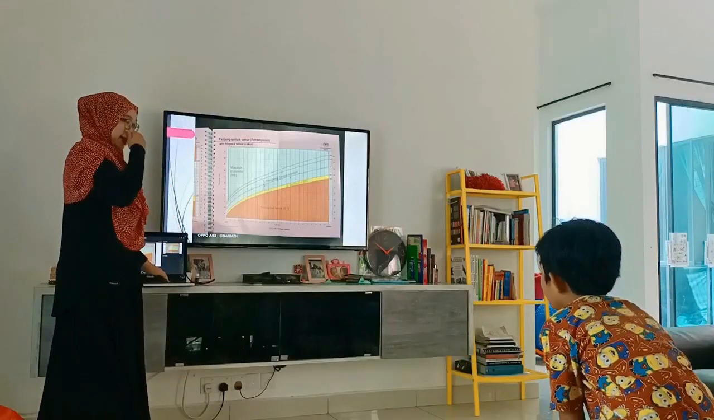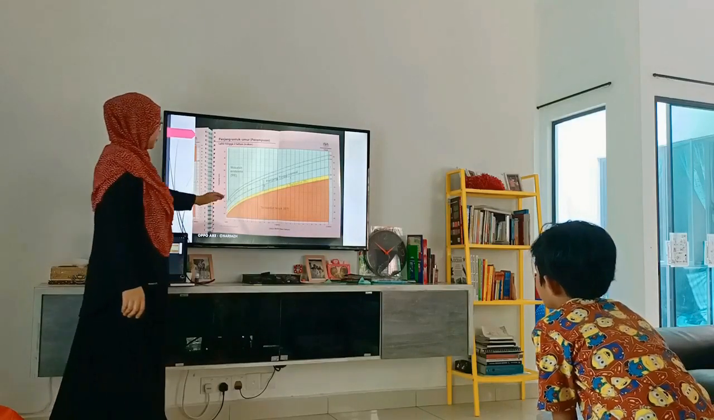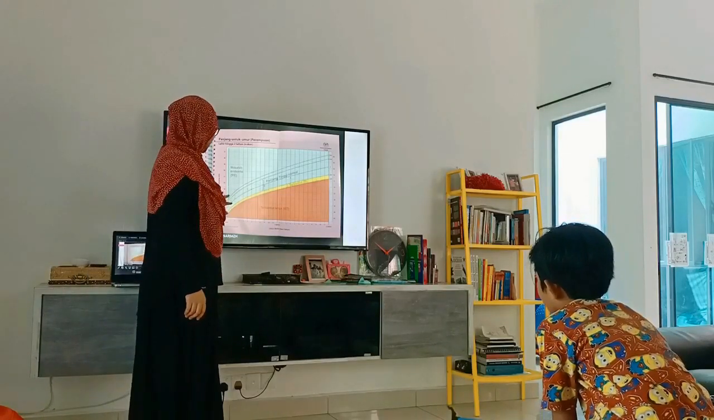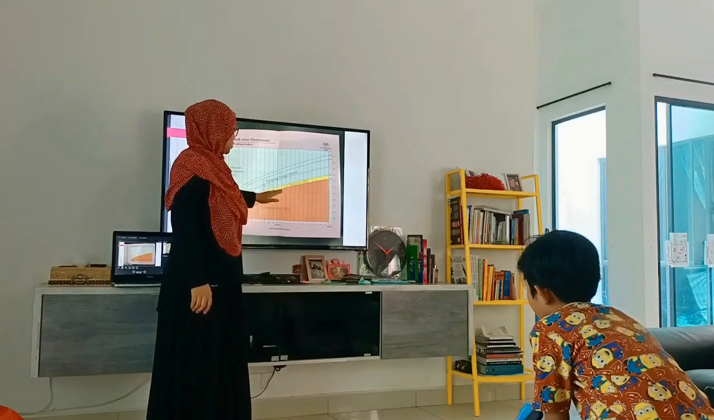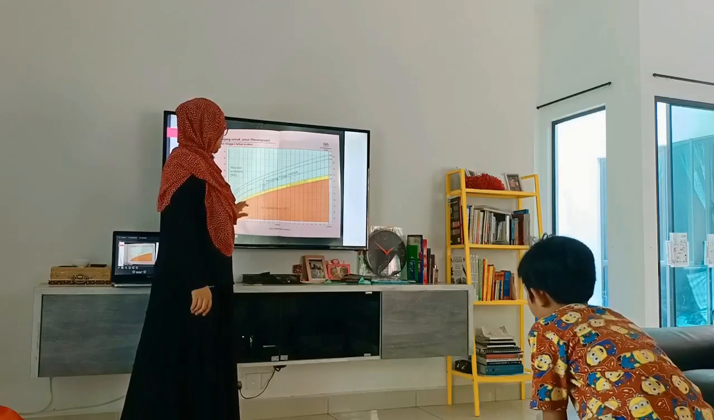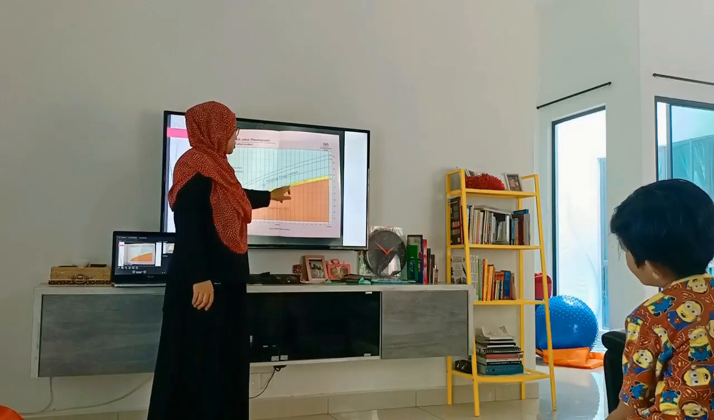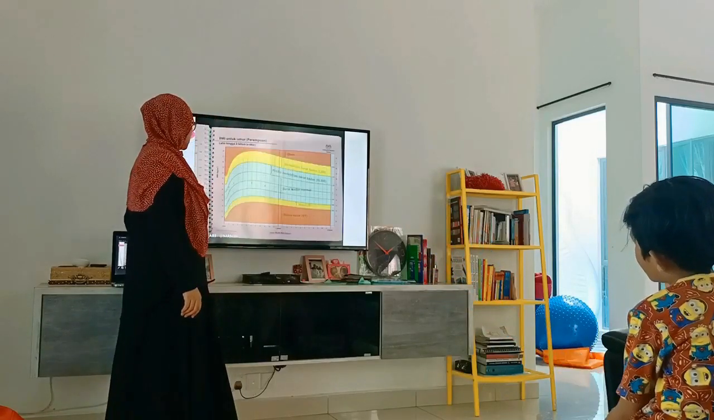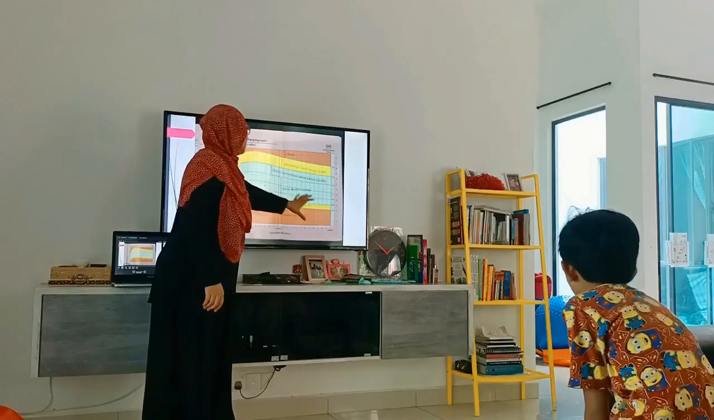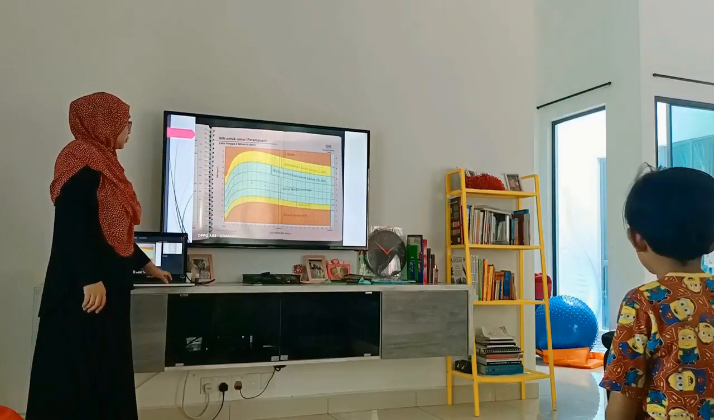Same goes for the length for the girls. It needs to be in this line. If it drops to the yellow zone, the baby might be a bit retarded in growth. Alright? Same goes for the red zone. It will indicate the retardation. This one is for the BMI, body mass index graph.